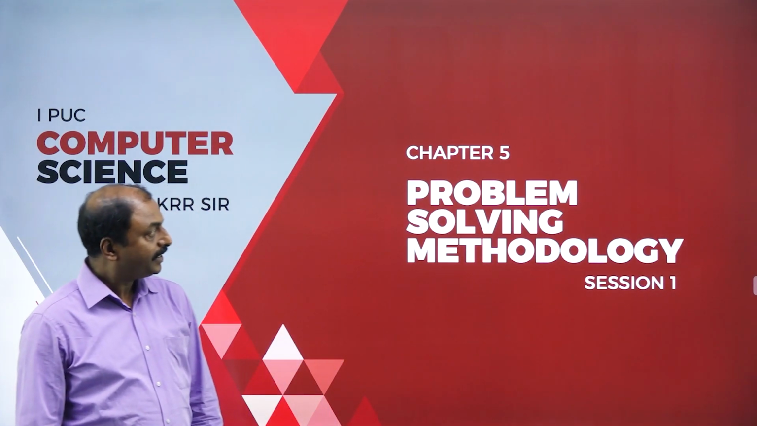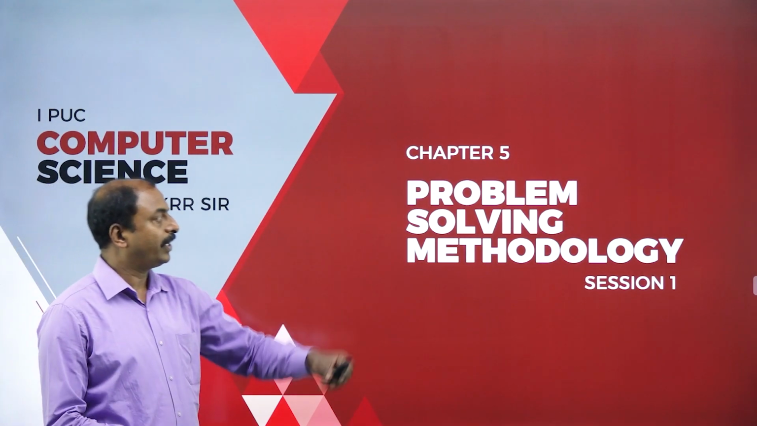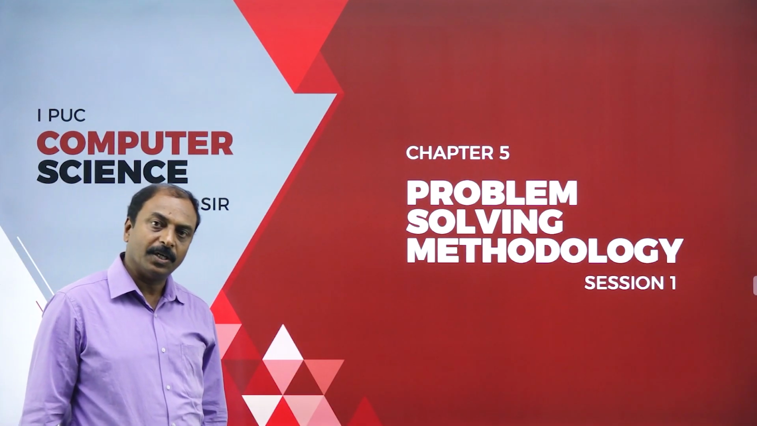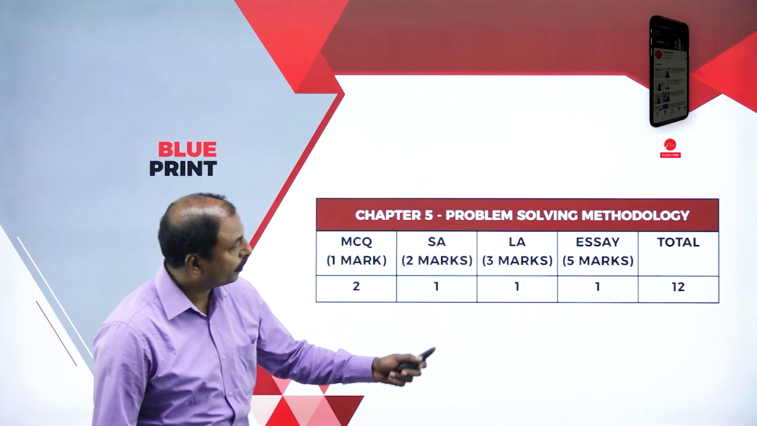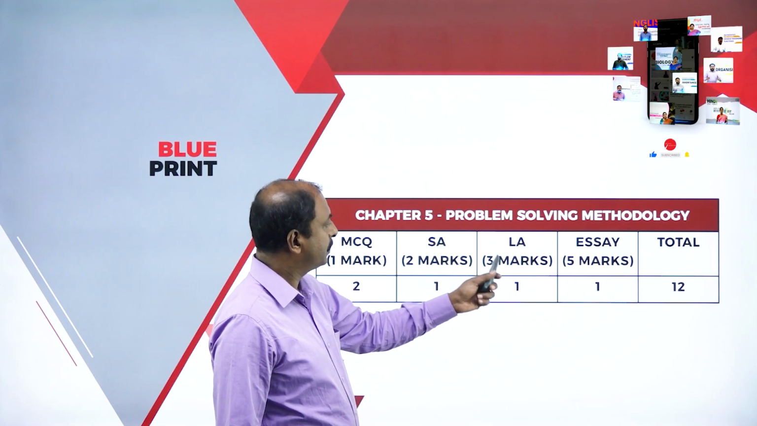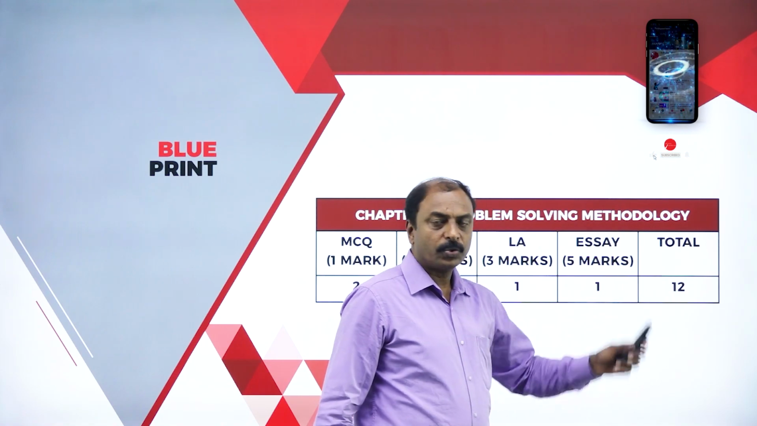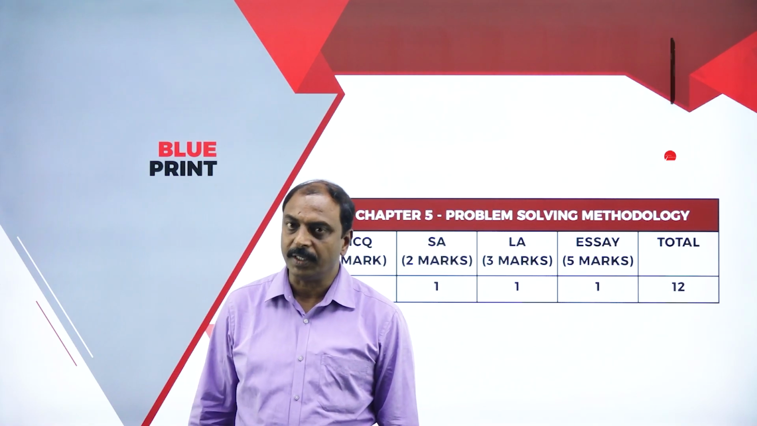Students, let us start our discussion with the new chapter. This is chapter 5, Problem Solving Methodology. The weightage of the chapter is 12. There are 2 MCQs, one short answer, that is one 2-mark question, one 3-mark question and one 5-mark question. So the total weightage of the chapter is 12 marks.